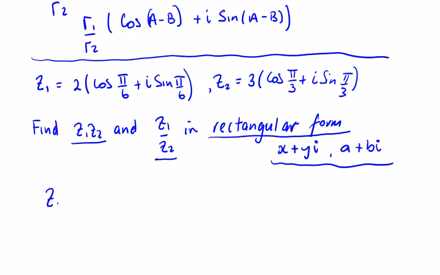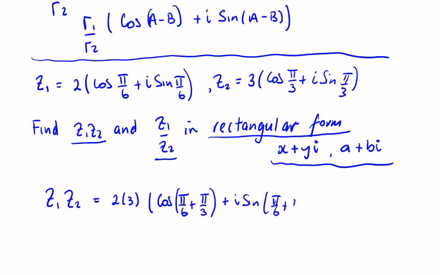So Z1 Z2, multiply the modulus. So 2 times 3, or you could just write 6, but you're going to definitely have another line of information, so show your work at each stage. Then we're going to have the cos. What do we do with the angles? We add them. Pi over 6 plus pi over 3. So that's 30 plus 60, which is 90, if you want to think about it in degree form. Plus i times the sine of the same two angles added, pi over 6 plus pi over 3. So we're dealing with 30 plus 60, which is 90 degrees.